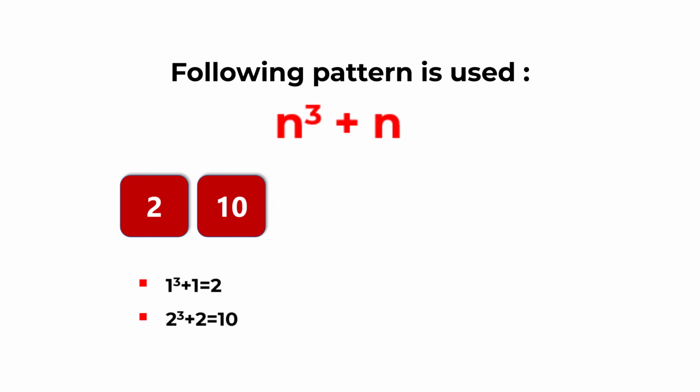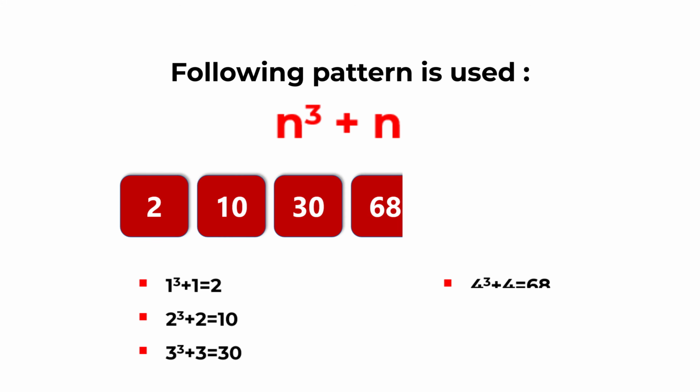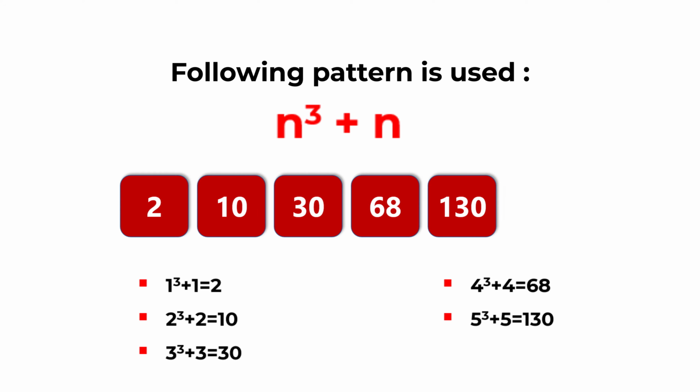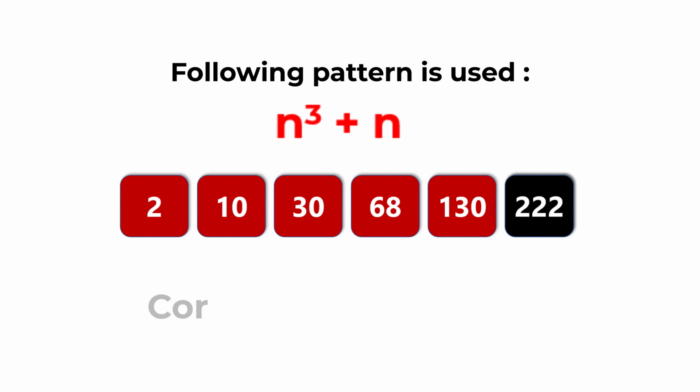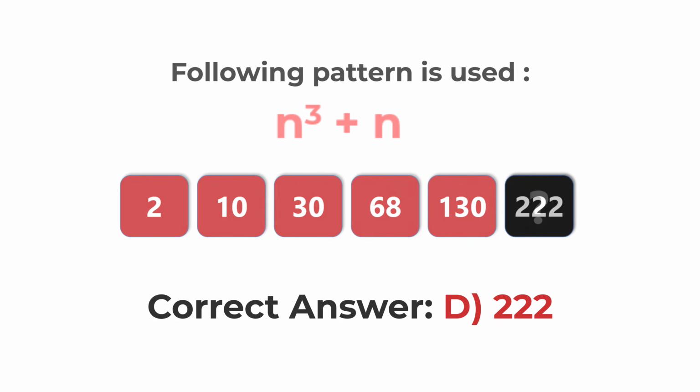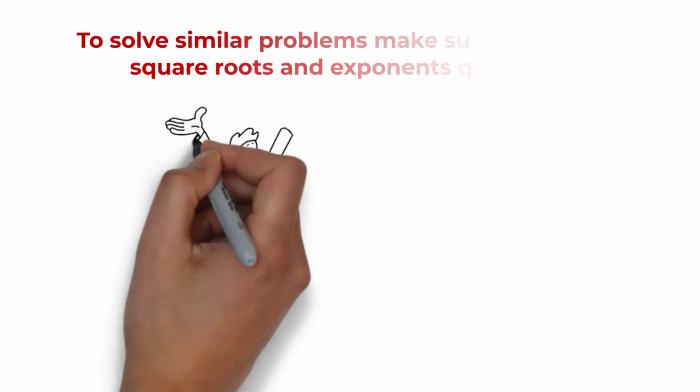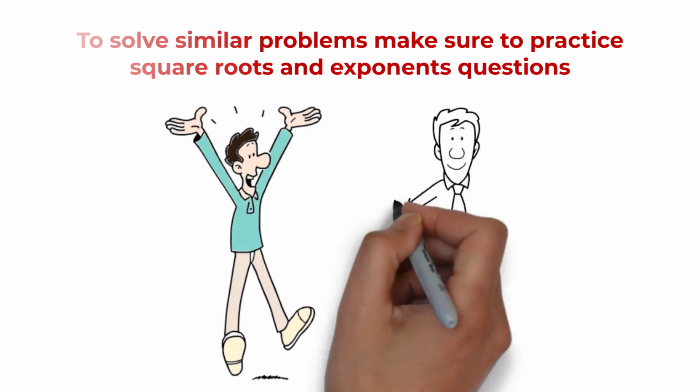The following number was calculated as 3 cube plus 3 equals 30. Then 4 cube plus 4 equals 68. 5 cube plus 5 equals 130, which means that the missing number should be calculated as 6 cube plus 6, and the result would be equal 222. So the correct answer here is choice D, 222. Hopefully you've nailed this question on your own and now know how to answer similar problems on the test.